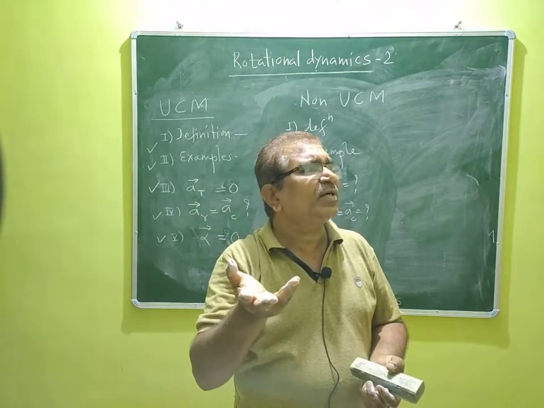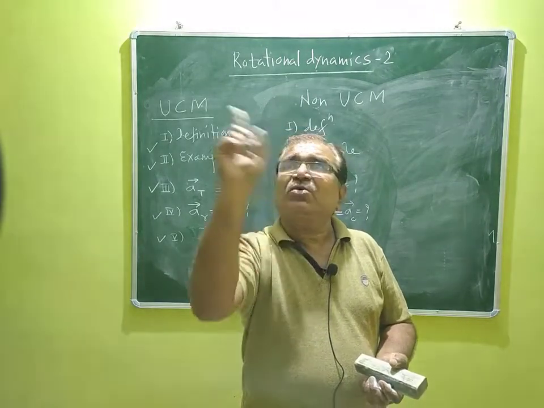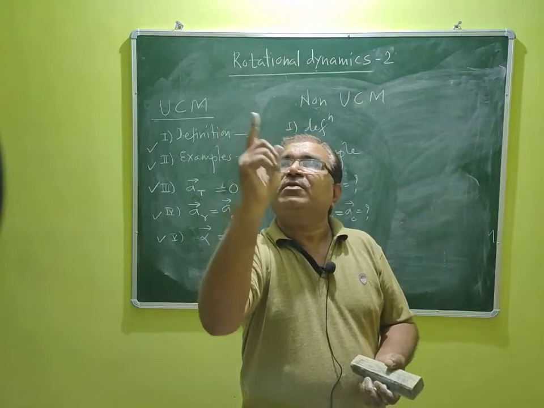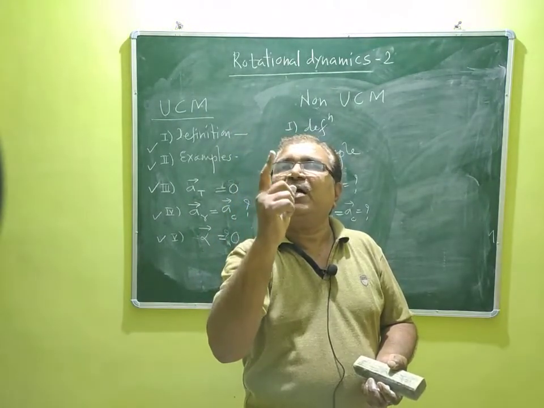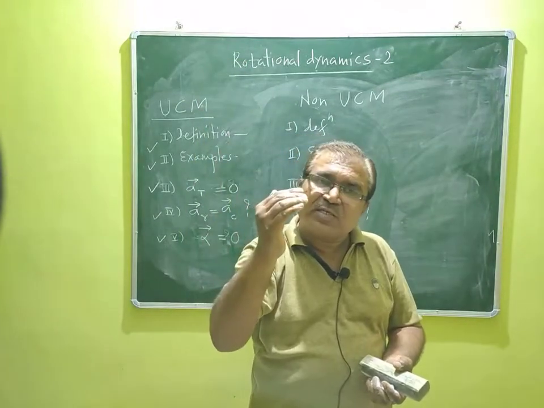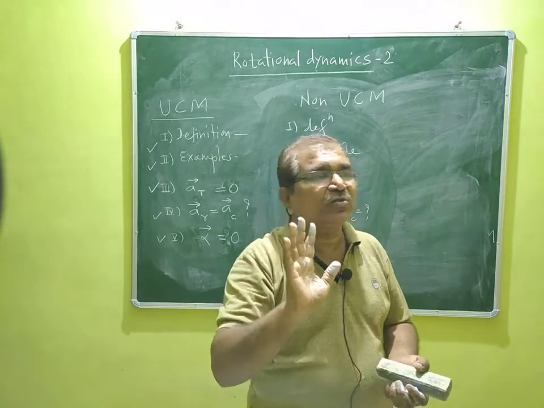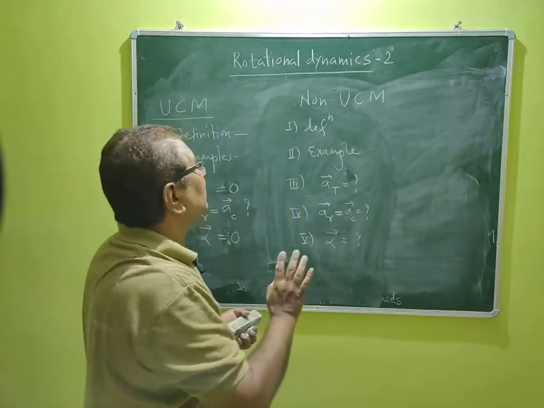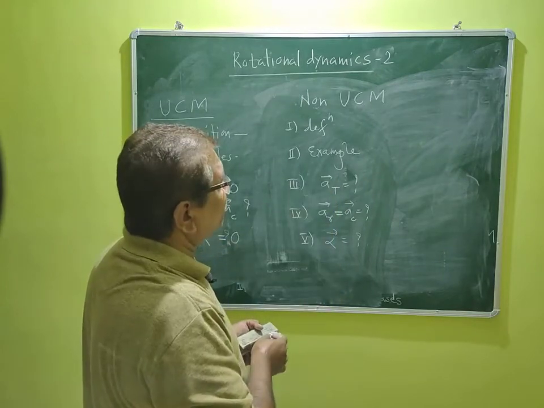Or in the reverse manner, when the switch is off, the rotating fan starts decreasing its angular velocity and becomes rest. So angular speed goes on decreasing. Such a motion is called non-uniform circular motion. So this is the example of non-uniform circular motion.